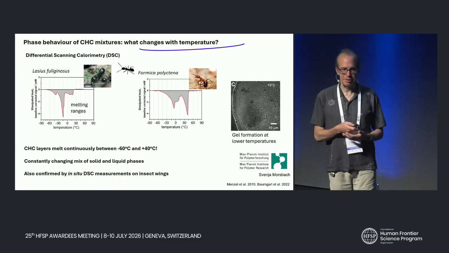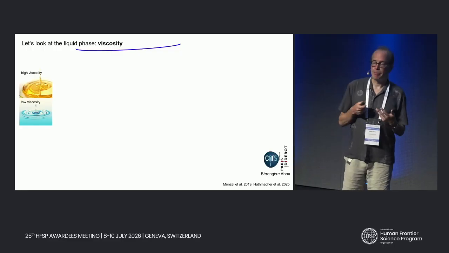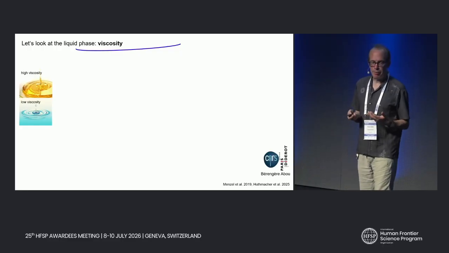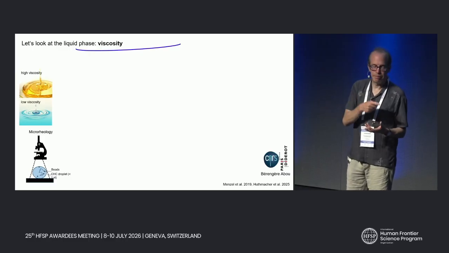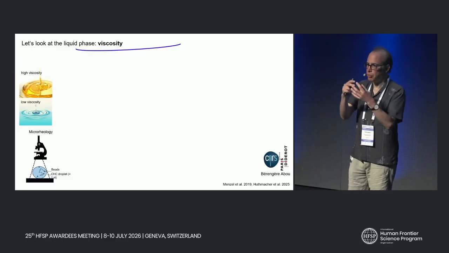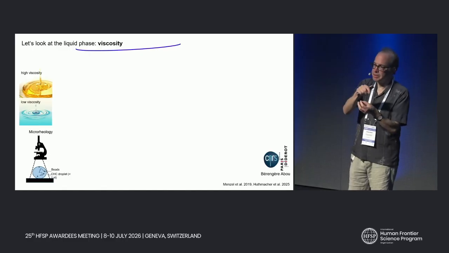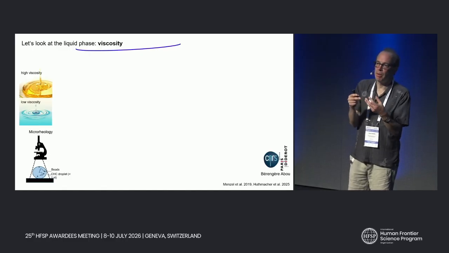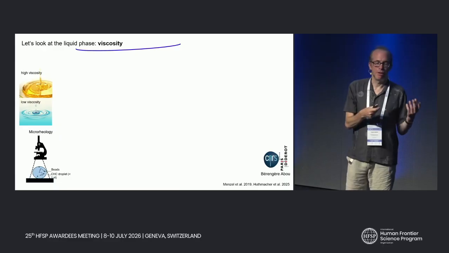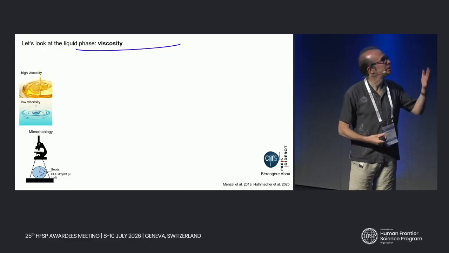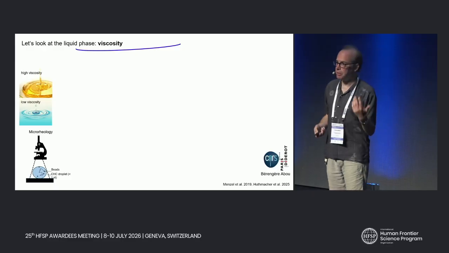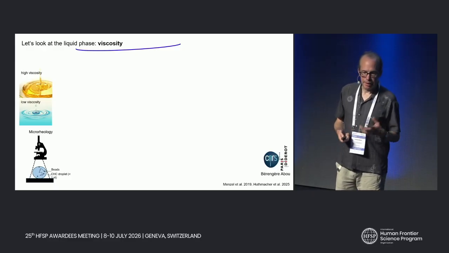Yeah, so now let's look at the liquid phase and measure the viscosity. We did that using microrheology, which is a method where you have a droplet of a liquid and you insert tiny beads, and then you observe the Brownian motion of these beads, and this allows you to infer the viscosity. We did that together with Béranger Abou from the Université Paris-Cité and the CNRS.